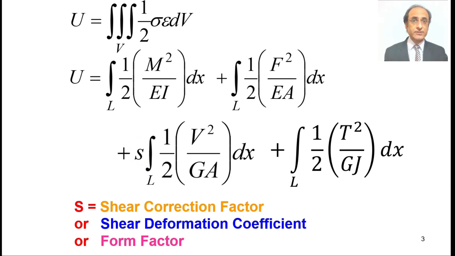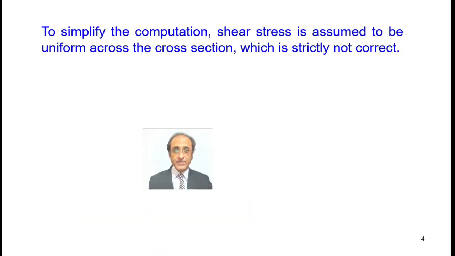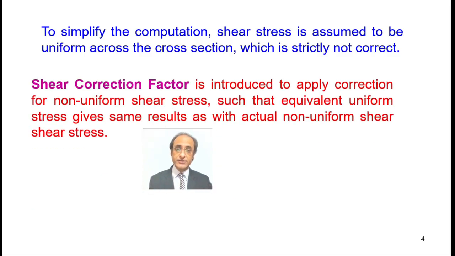Now what is this correction and why is it needed? Let's see in detail. In all the computations of the strain energy involving shear, we assume that the shear stress is uniform. But the actual case is that shear stresses are not uniform. In a rectangular section, for example, the shear stress distribution is parabolic in nature. So the shear correction factor is introduced so that we can convert the non-uniform shear stresses into some kind of average uniform shear stress, and by including this factor, we would get the same result as in the case of the actual stress distribution.